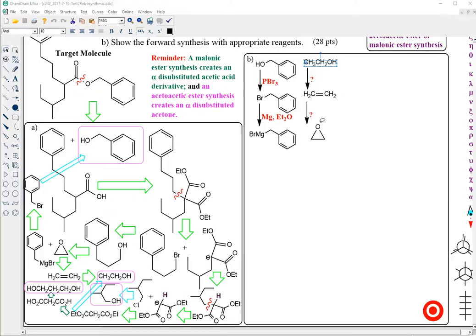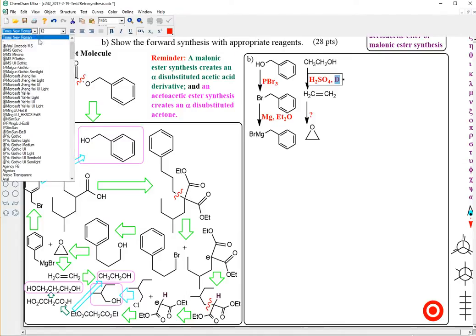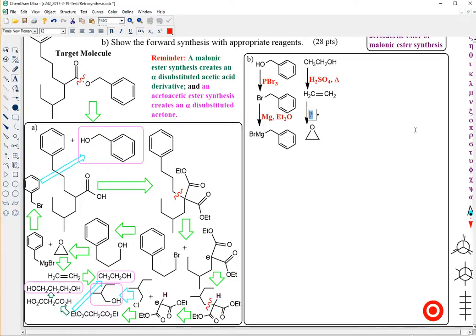Ethanol can be converted to ethylene oxide by first dehydrating the alcohol, using sulfuric acid and heat. Epoxides can be made from alkenes using a suitable per-acid, such as magnesium monoperphthalate.